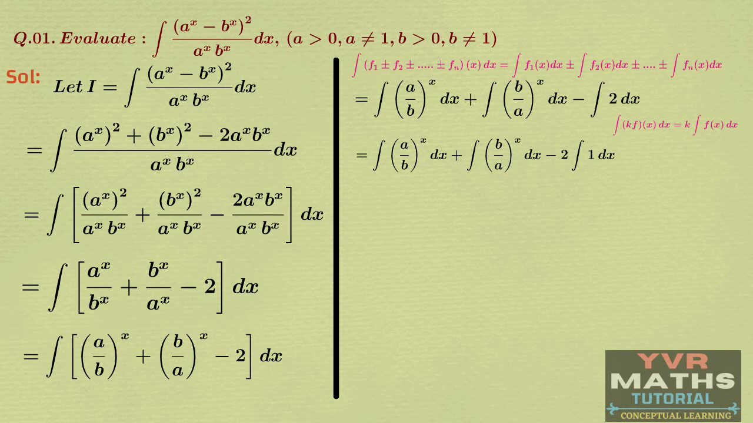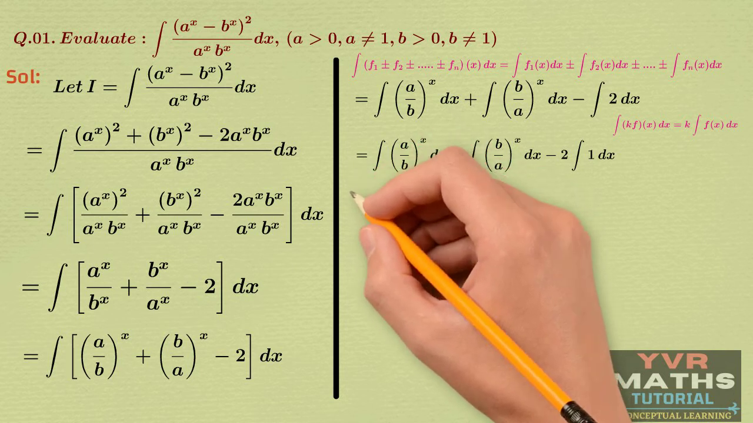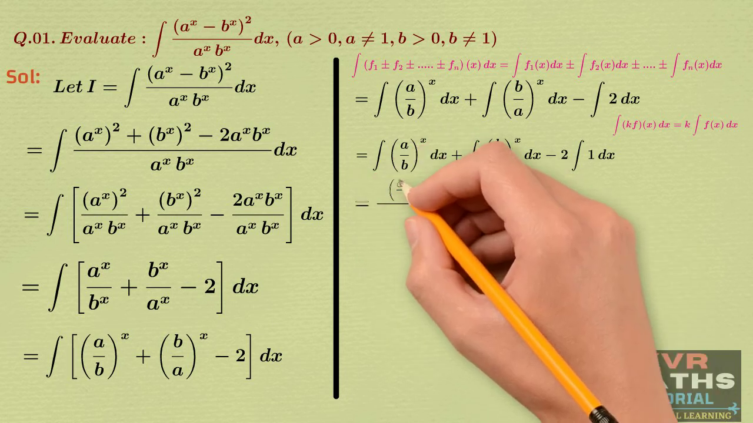(a/b)^x. (a/b)^x is nothing but a^x form. Here the constant is a/b. So what is the integration of a^x? The integration of a^x is a^x by log a. So by applying that standard formula, (a/b)^x by log of a/b.